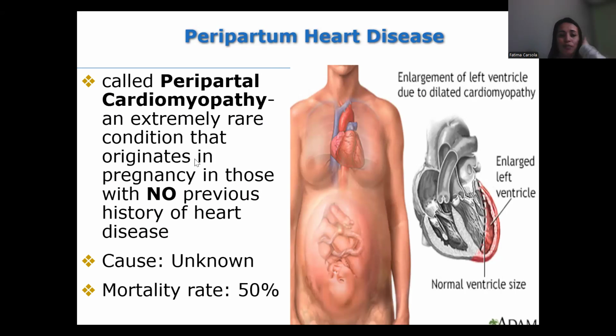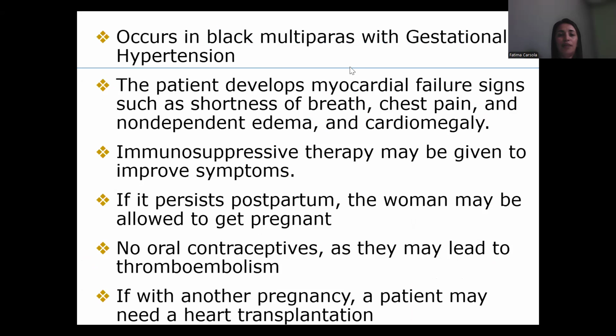But again, we have to note that this condition could come out even in the absence of a previous heart disease, or even in cases wherein the patient had normal vital signs during pregnancy. So it could occur in black multiparas with gestational hypertension. Later on, we will discuss what gestational hypertension is, how it differs from pregnancy-induced hypertension and hypertensive disorders in pregnancy, and the transitions that happen before we finally call it hypertensive disorders in pregnancy.